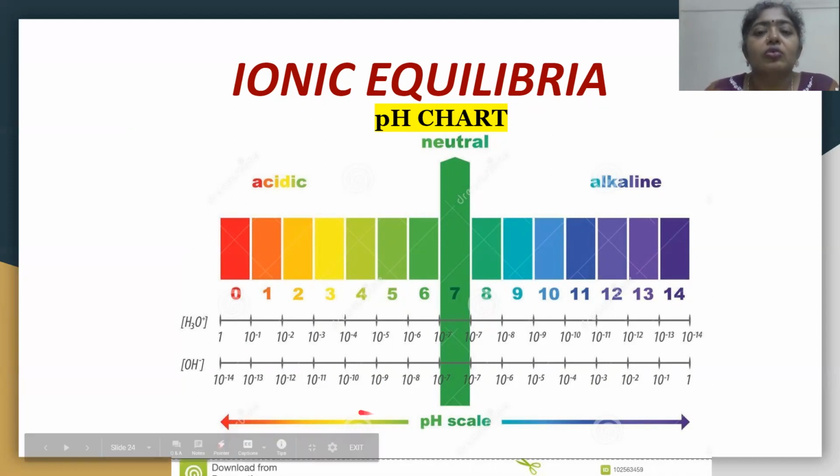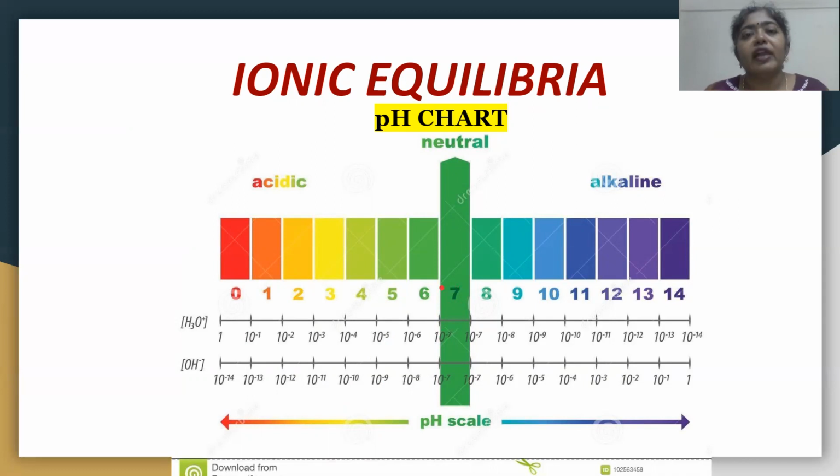So here you can see in this chart, if the value of my pH is 7, the pH plus pOH total value is 14, so the exact mid value is 7. If the pH value or the pOH value is 7, that means the concentration of hydrogen ions and the hydroxyl ions are equal on both sides. So the concentrations are equal, which means the solution is going to be neutral in nature.